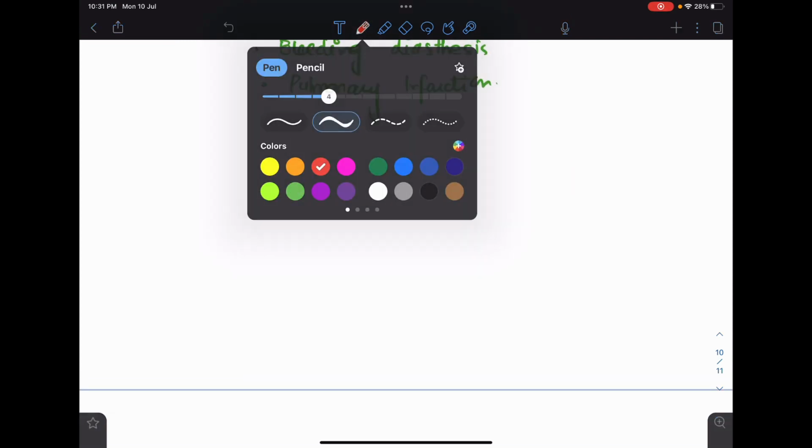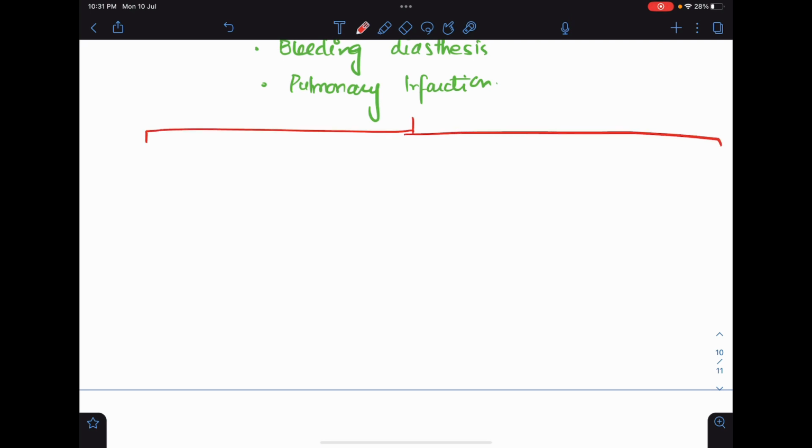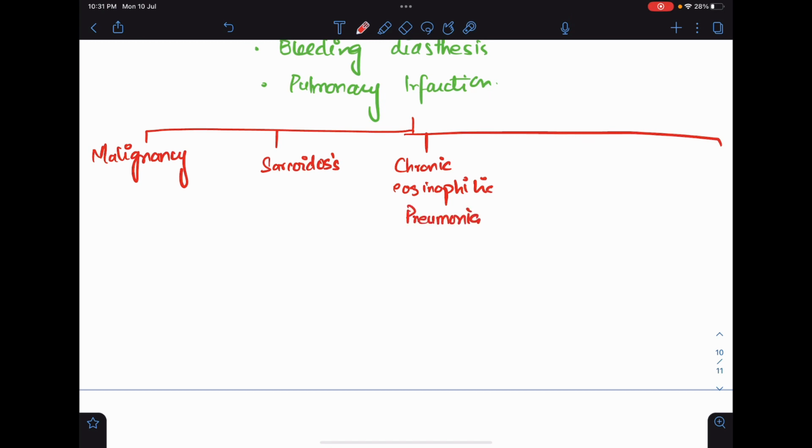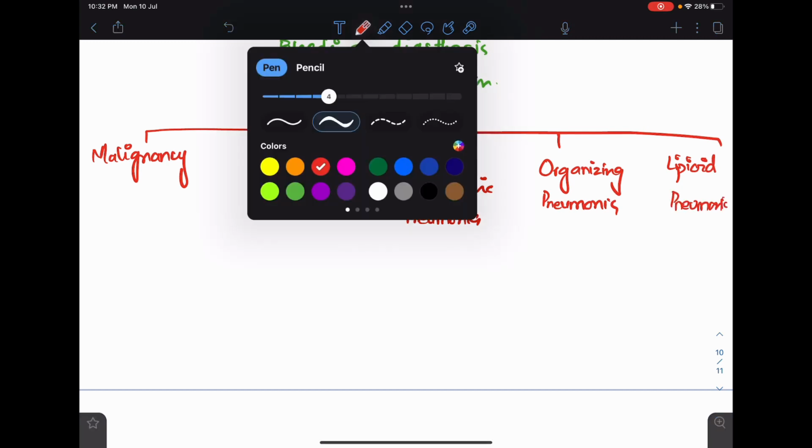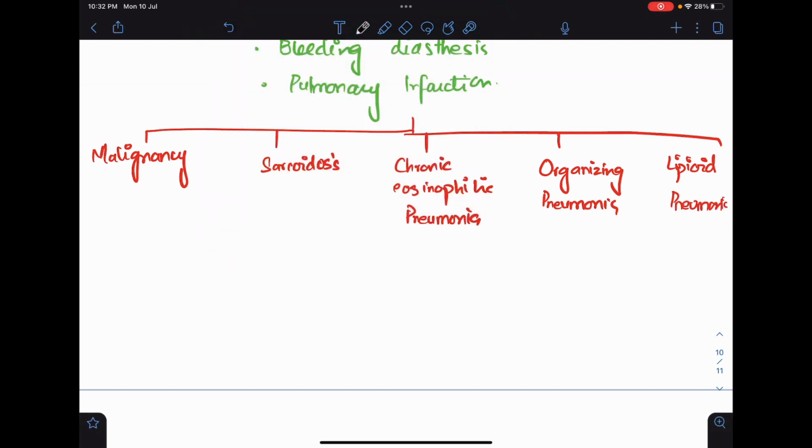Now further, we will see the further DDs, which involve malignancy, sarcoidosis, chronic eosinophilic pneumonia, organizing pneumonia, and lipoid pneumonia. Malignancy can involve adenocarcinoma or lymphoma.